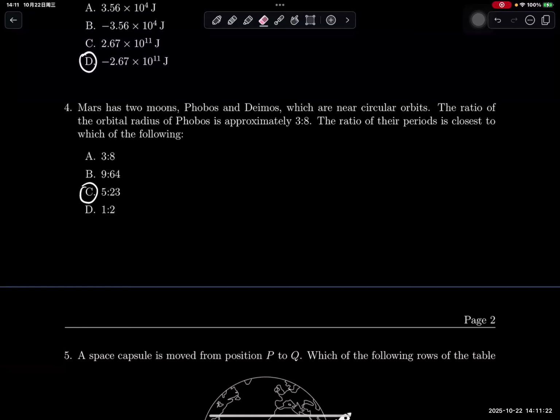All right, next question. Mars has two moons, Phobos and Deimos, which are in near circular orbits. The ratio of the orbital radius is given. If you ever see questions asking about a ratio of radius and period, most likely it's going to be a Kepler's law question. Apply Kepler's third law and you should be able to get the ratio. Just make sure to keep track of the powers.